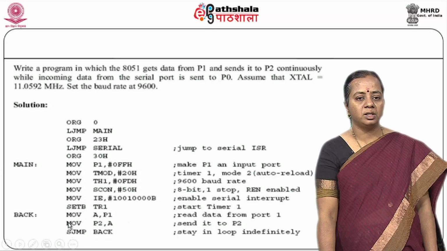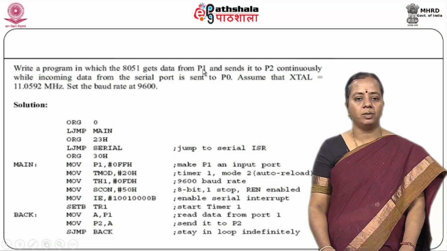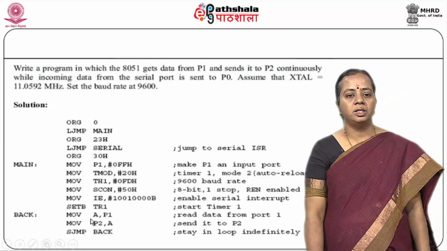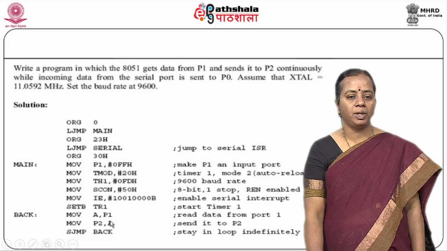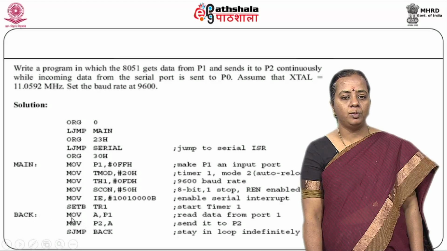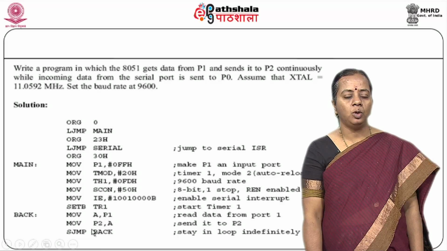This is the one written in the main, because we have been asked to read the parallel data from P1 and send it to P2 continuously. So, for that reason I read the data from P1 into the accumulator, then move it to P2. MOV A, P1 makes P1 read and sent to A. Now, MOV P2, A sends whatever the content of A is to P2, and SJMP jumps back. So, this has been put in an indefinite loop, so that whatever data is read from P1 is sent to P2.